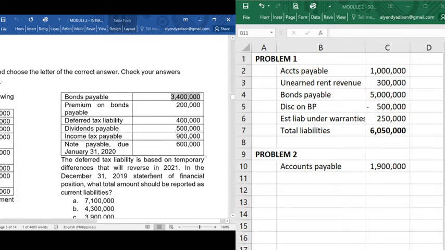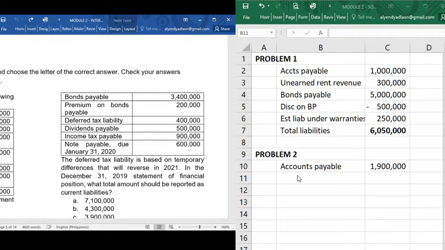So therefore, it doesn't meet our current liability characteristic. And as well as the premium on bonds payable because it is related to the bonds payable. Next, deferred tax liability. Accordingly, the deferred tax liability is based on temporary differences that will reverse in 2021. Now, class, take note that a deferred tax liability will always be a non-current liability, regardless of when it is expected to reverse. Okay, this is always a non-current or long-term liability.